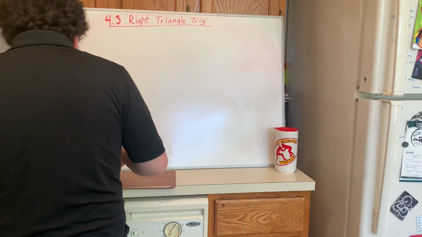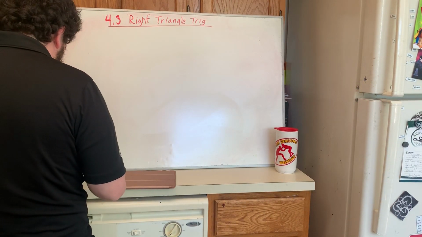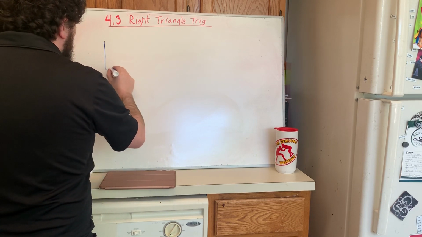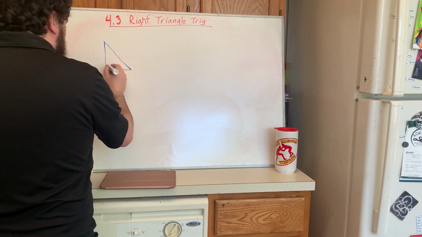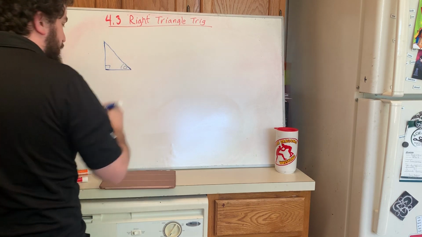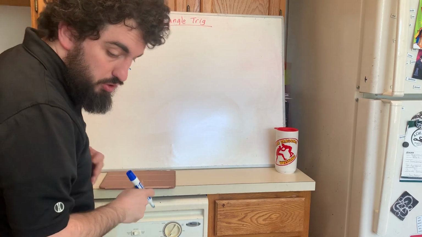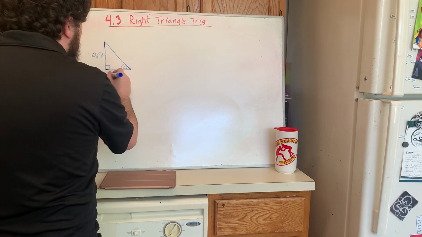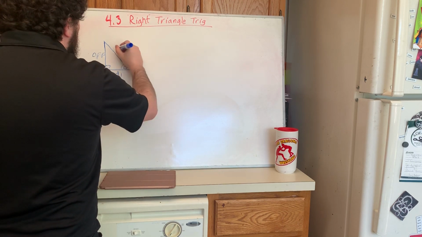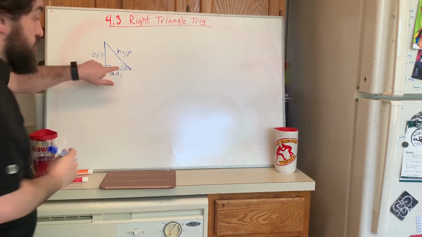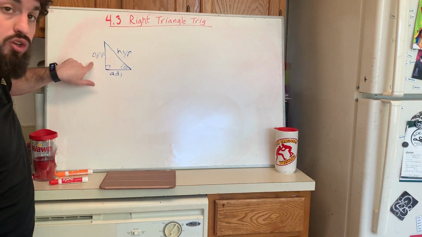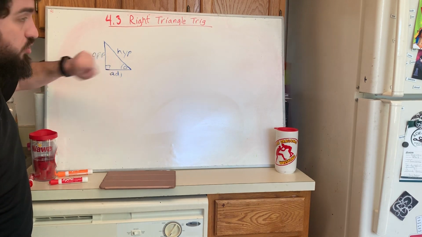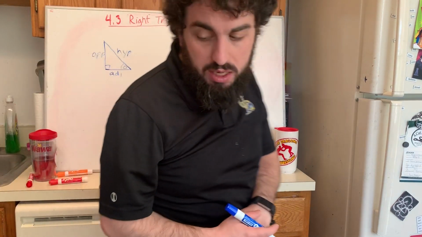So whenever I am given a triangle like so, here is my right triangle, and there's my angle theta in this corner. We have the opposite side, we have the adjacent side, and we have the hypotenuse. The opposite is always right across from there. The adjacent is the side next to it, and the hypotenuse is always located across from the right angle.